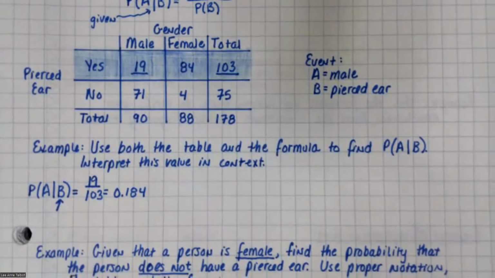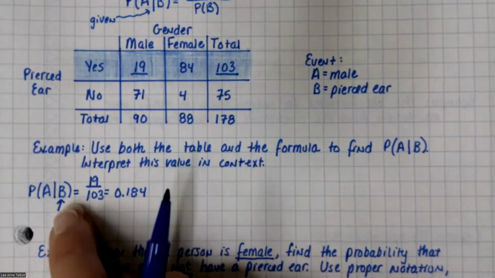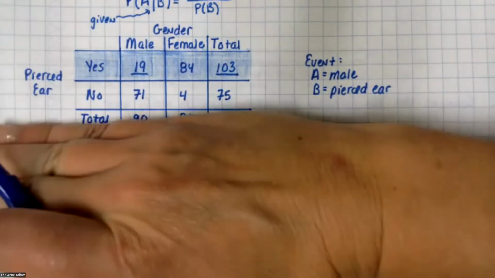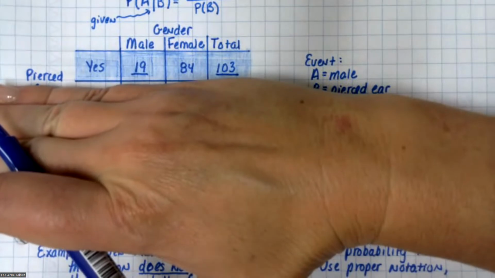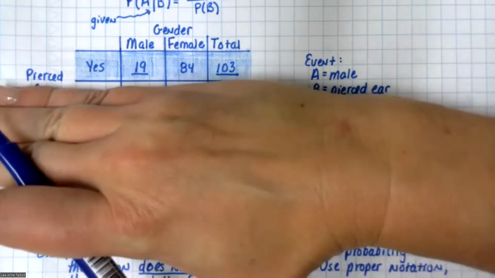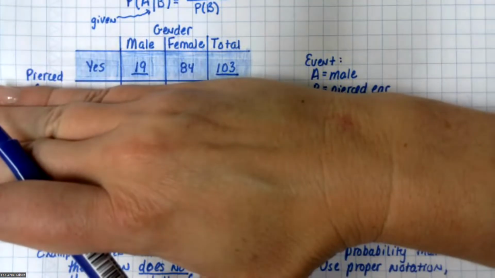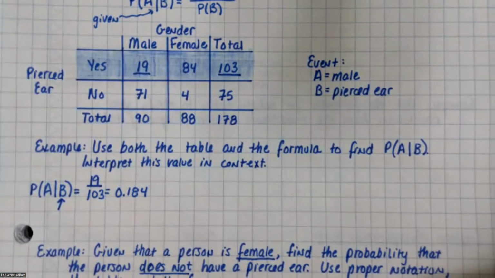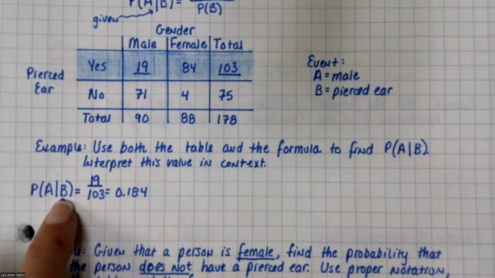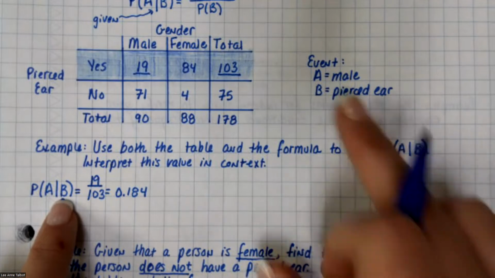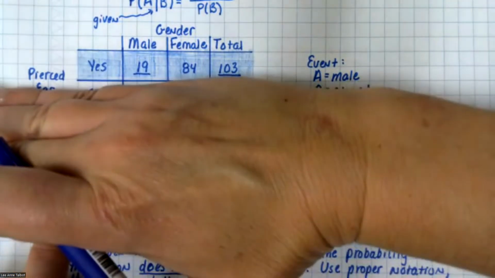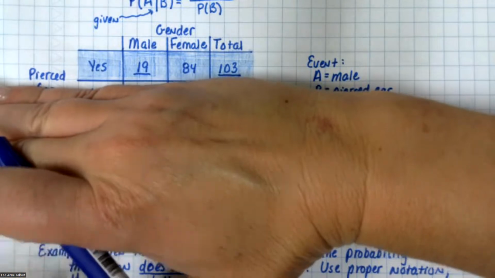Do you have any questions about what I did? So you look at the second letter, figure out what that is. It's pierced ear. Block off everything but that, what you want over the total. Was that helpful? Okay. Look at the second letter, B. Figure out what that is. Pierced ear. Only look at pierced ear. Yes over the total.